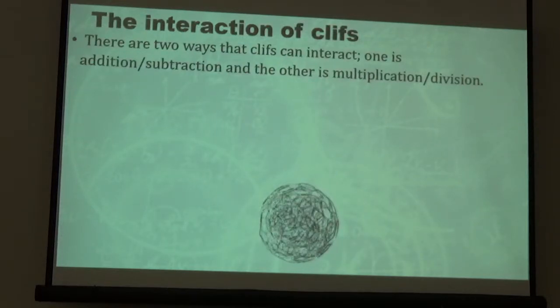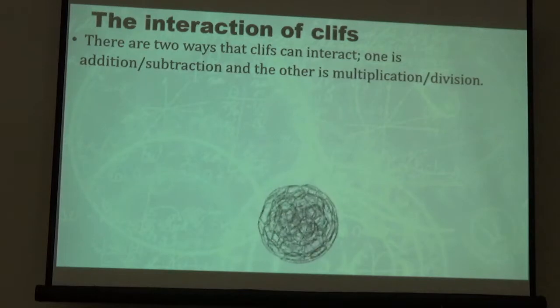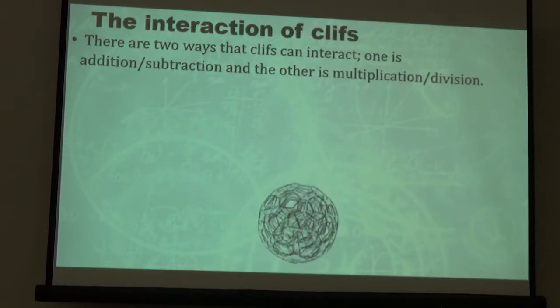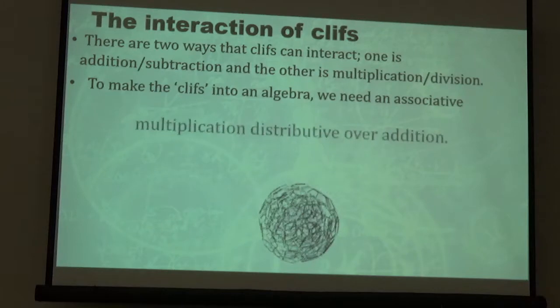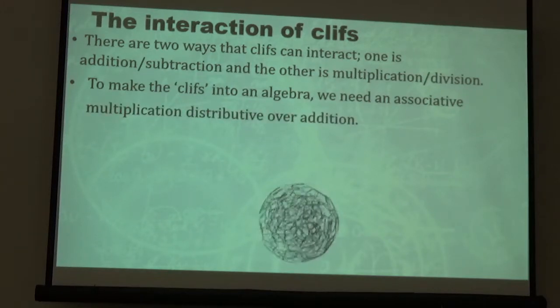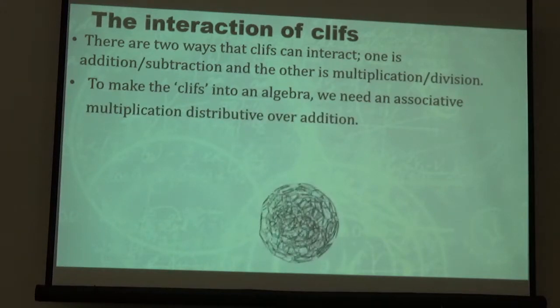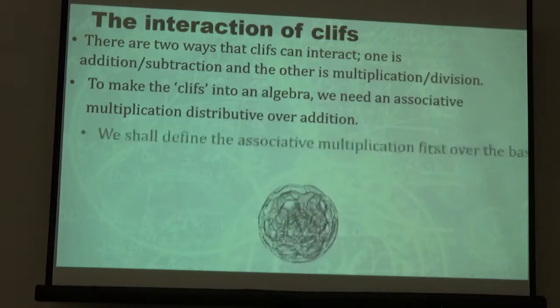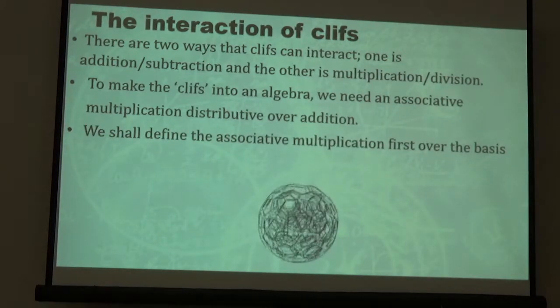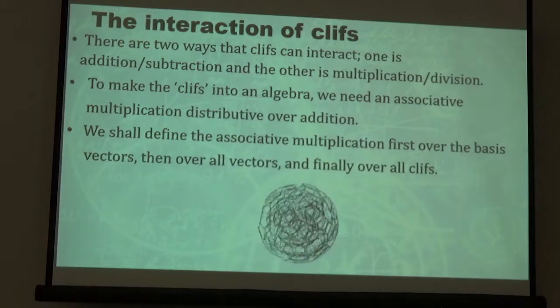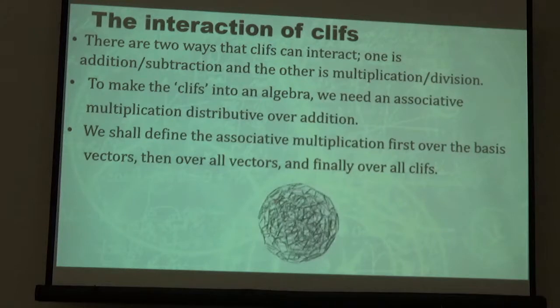The interaction of Clifford numbers. There are 2 ways in which they can interact. One is addition and subtraction, the other is multiplication and division. To make them into an algebra, we need an associative multiplication distributed over addition. We shall define the associative multiplication first over the basis vectors, then over all vectors, and finally over all Clifford numbers. So we will develop this.